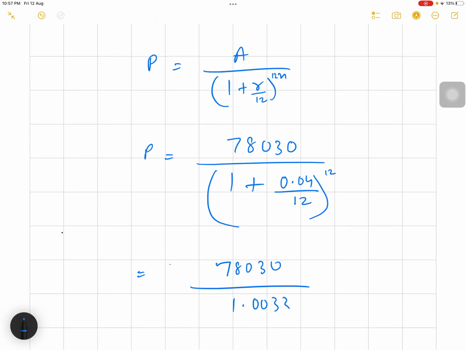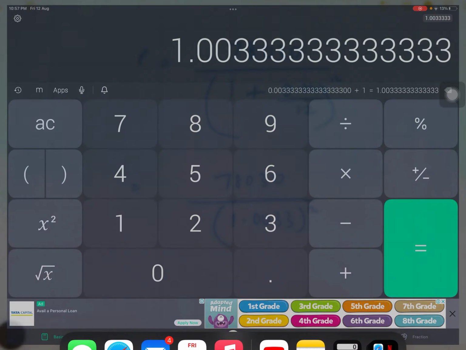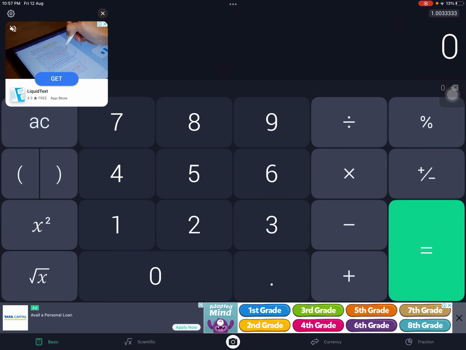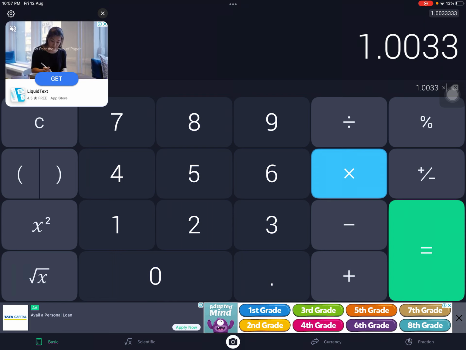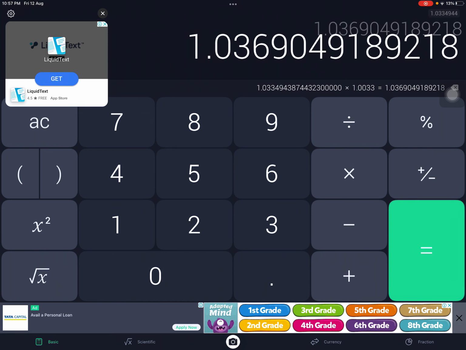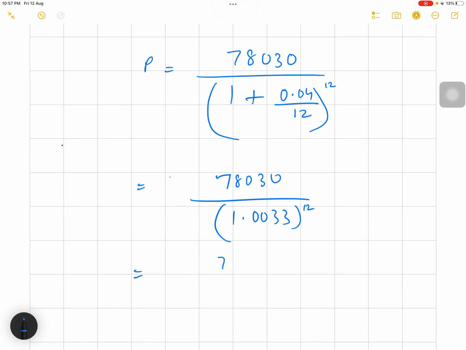So 1.0033 raised to 12. Let's calculate this. 1.0033 raised to 12 means into and is equal to 11 times. Raised to 12 means you will multiply 11 times: 1, 2, 3, 4, 5, 6, 7, 8, 9, 10, 11. Okay, so it is 1.0403. So 78,030 divided by 1.0403.